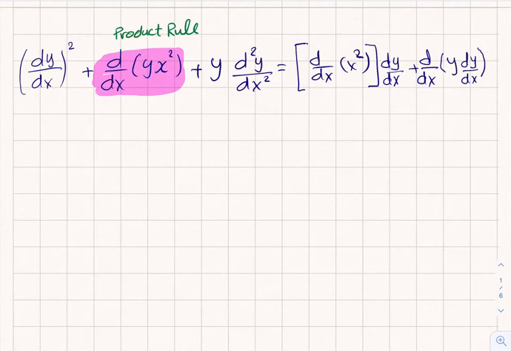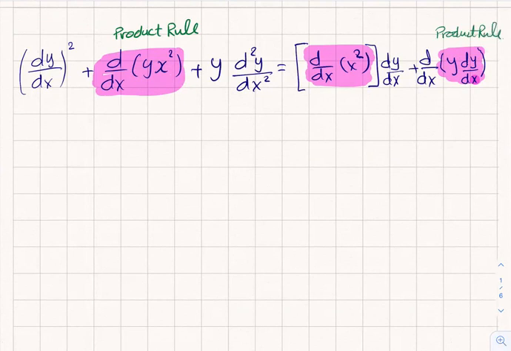So again, there is another command here to differentiate: d/dx of x squared times dy/dx. So we need to differentiate x squared. This bracket is multiplied by dy/dx. Plus d/dx, again we need to differentiate what's inside this bracket, which is y multiplied by dy/dx. So this is a product rule again.